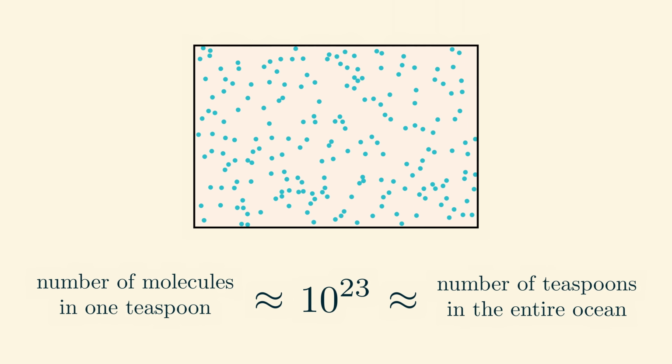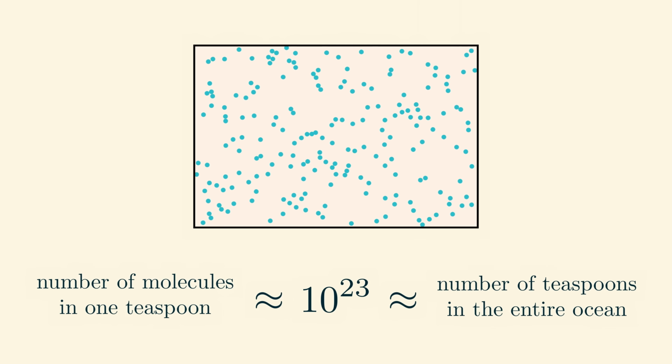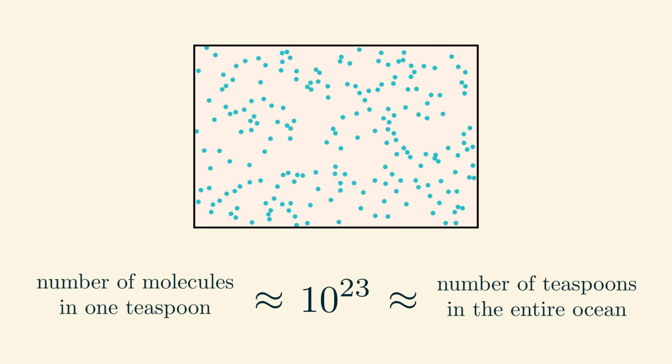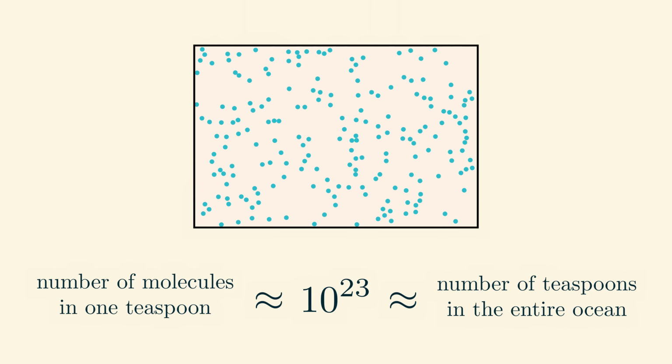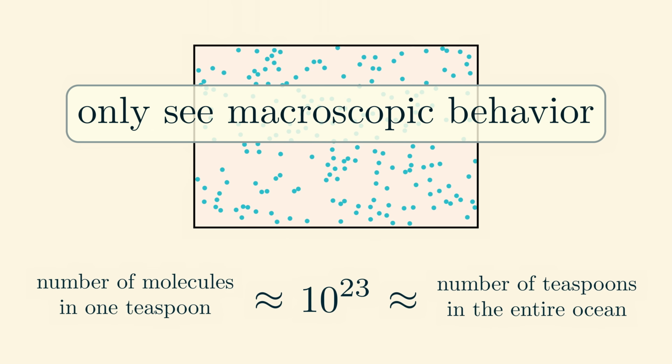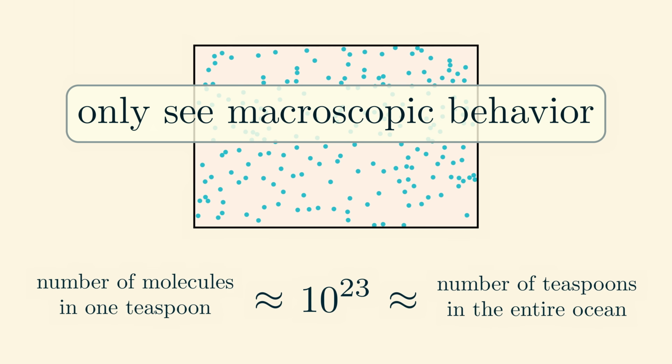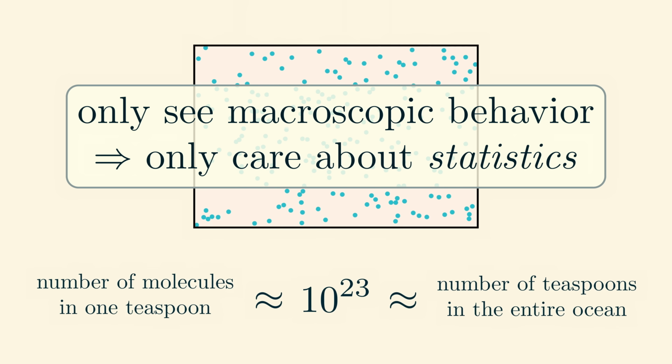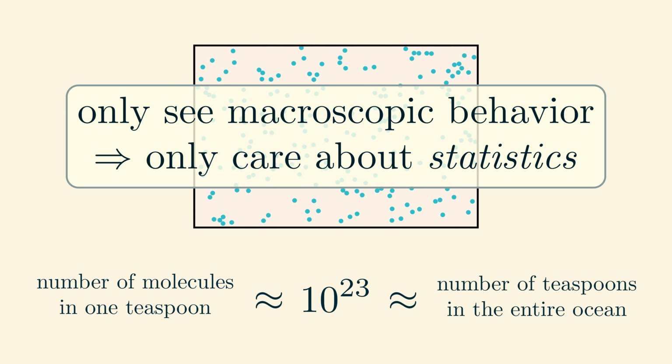But we don't need to do that in order to know that it's water and not ice. I mean, people could tell the difference between water, ice, and steam far before anyone even knew that molecules existed. Since we can only see the large-scale behavior, or the macro state, we really only care about the overall statistics of the molecules, rather than their individual behavior.